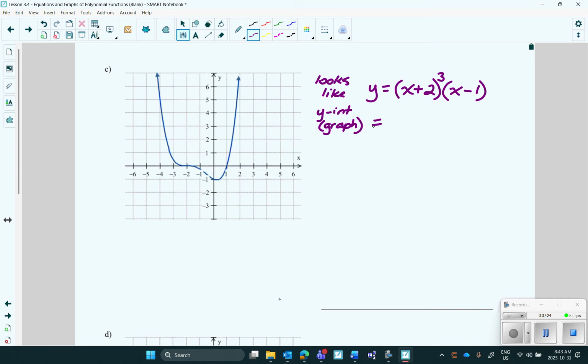From the graph, what's the y-intercept? Negative 1. That's not going to match. You should be able to see that, because when I make zeros here and multiply, I'm going to get bigger than negative 1. So 0 plus 2 is 2, and 2 cubed is 8. 0 minus 1 is negative 1. The y-intercept has to be negative 8, but it's negative 1. What do I have to multiply negative 1 by to get negative 8? 8. That has to go in front.